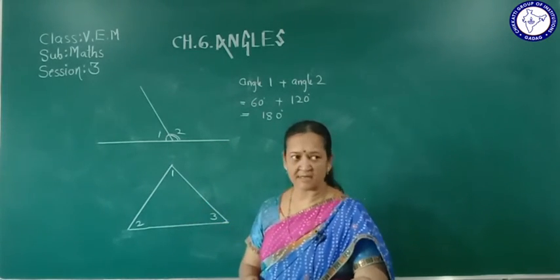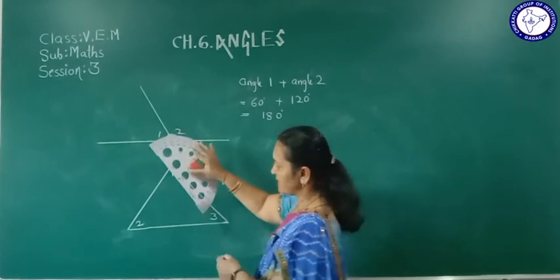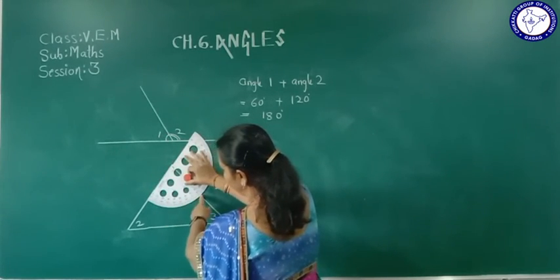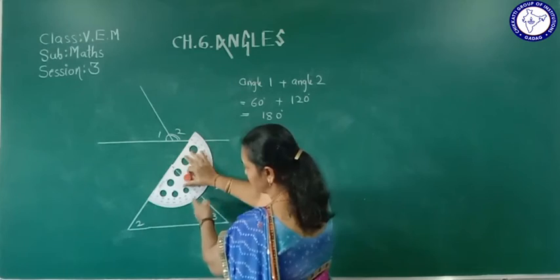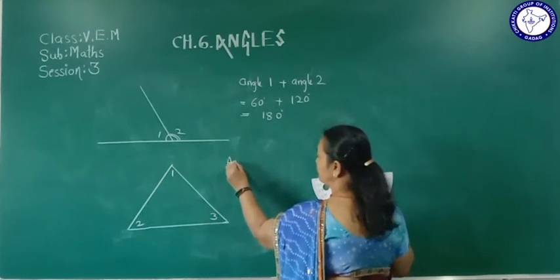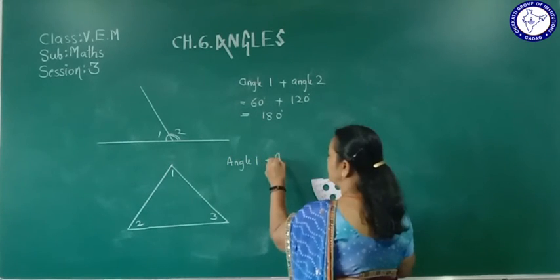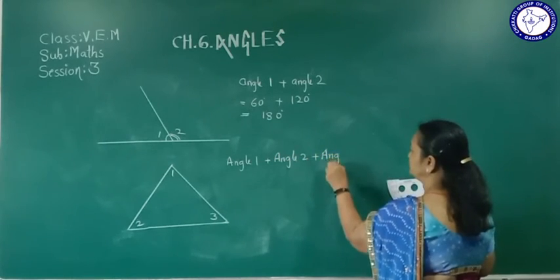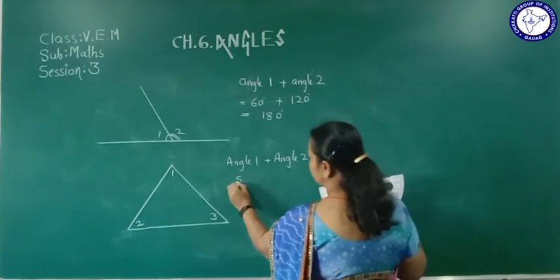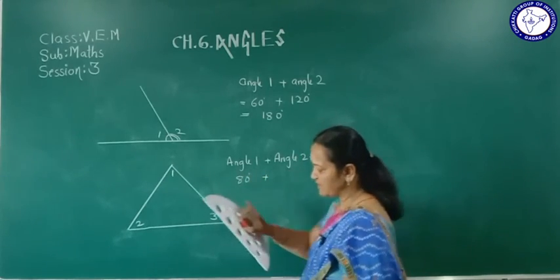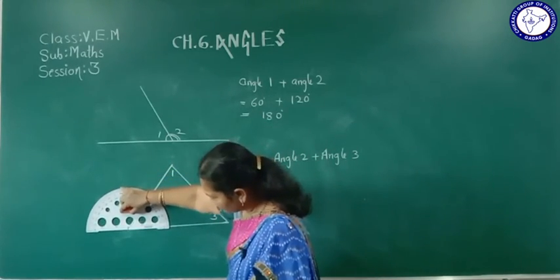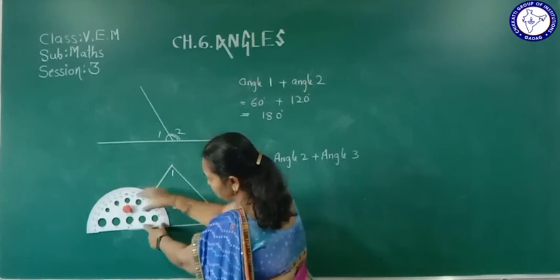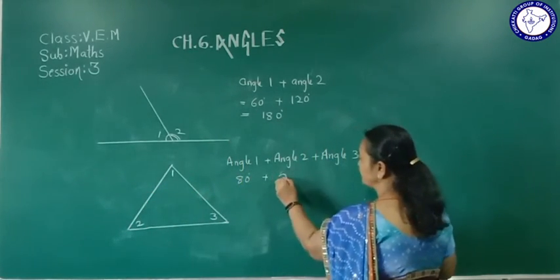Now what about this triangle? In triangle, if I measure angle 1, so keep this point on 1, this is straight line. What you are finding? From here I should count. It is 80 degree. So here angle 1 plus angle 2 plus angle 3. Here angle 1 found 80 degree. Then what about angle 2? Here keep on this 2 and what you are finding? Check here. It is 50 degree. So angle 2 is 50 degree.